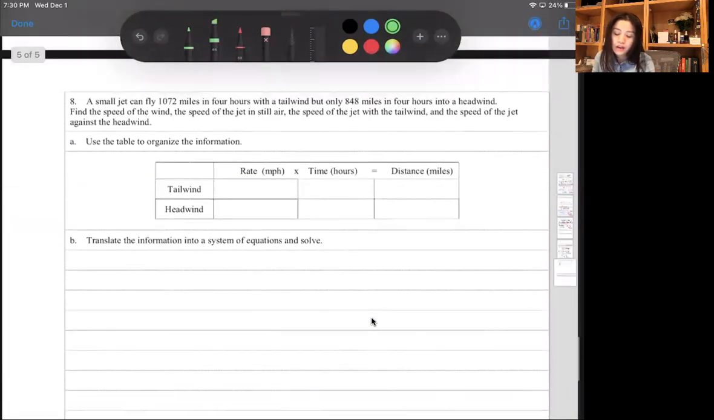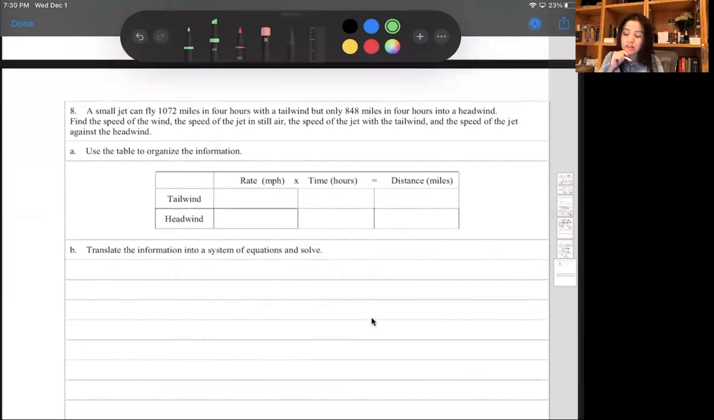Okay, number 8. A small jet can fly 1,072 miles in 4 hours with a tailwind, but only 848 miles in 4 hours into a headwind. Find the speed of the wind, the speed of the jet in still air, the speed of the jet with the tailwind, and the speed of the jet against the headwind. So similarly, we're going to fill out a table and set up our equations.